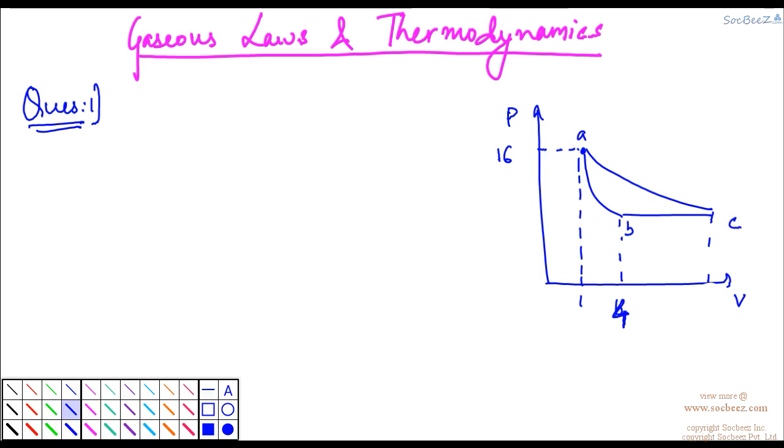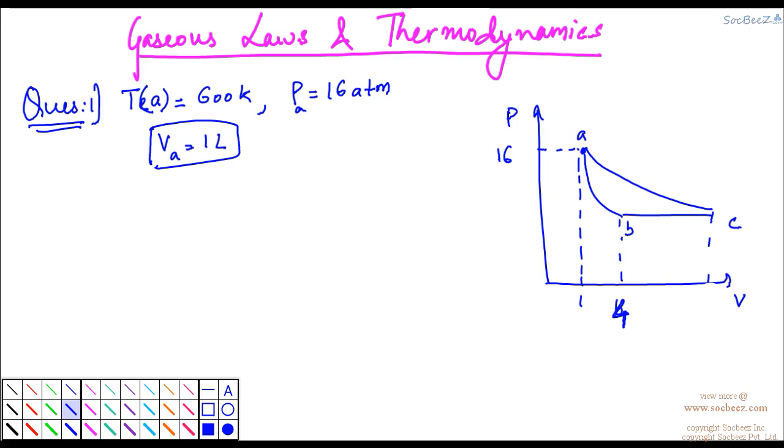So basically the figure shows a process of an ideal gas, right? Temperature at A is given to us as 600 Kelvin. Pressure is given to be 16 atm, and the volume is given to be 1 liter. So this is the state at point A. Volume at B is given to us as 4 liters. Out of the two processes, that is AB and AC, one is adiabatic and one is isothermal.